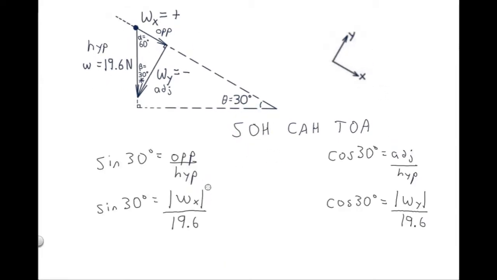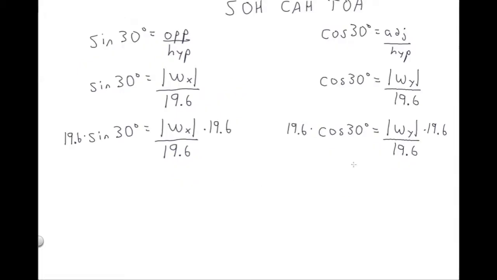Here are our SOHCAHTOA equations. For the length of the opposite side, we're plugging in the magnitude of w sub x. For the length of the adjacent side, we're plugging in the magnitude of w sub y. And for the length of the hypotenuse, we're plugging in 19.6 newtons. Now we can solve these equations by multiplying both sides by 19.6, so we can cancel the denominators.